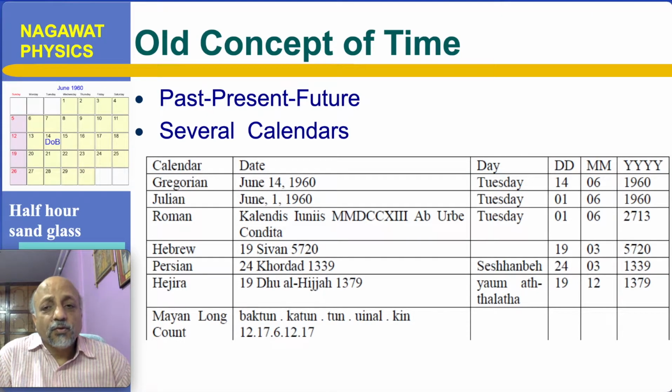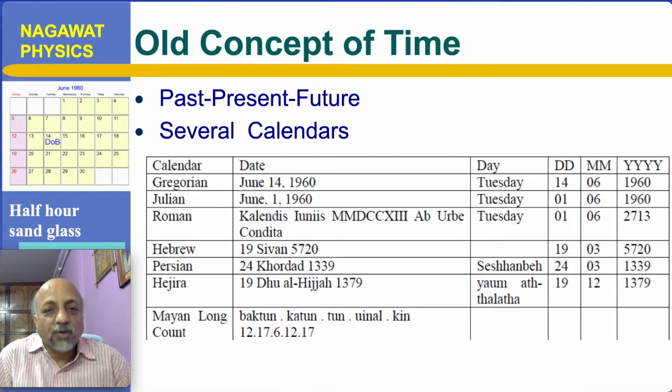But with the progress in civilization came calendars, several calendars. And what is a calendar? In a calendar, you have to define the beginning of time, and then the dates are assigned. Months, dates, and years are assigned. So we know about several calendars, and here I am displaying one interesting thing which you can work out for yourself also.